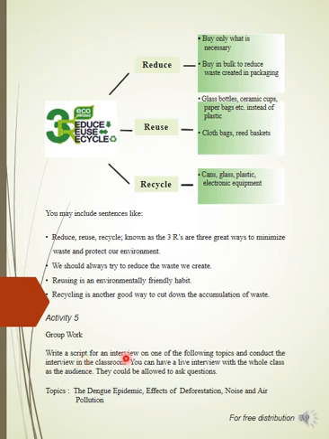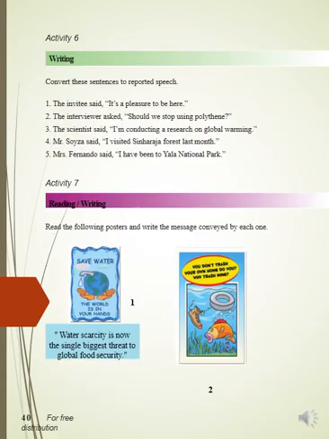Now activity 4 has finished. Now I'm going to the activity 5. This is a group work. We had to do this at school. Write a script for an interview on one of the following topics and conduct the interview in the classroom. You can have a live interview with the whole class as the audience. They could be allowed to ask questions. Topics you can take: dengue, epidemic, effects of deforestation.